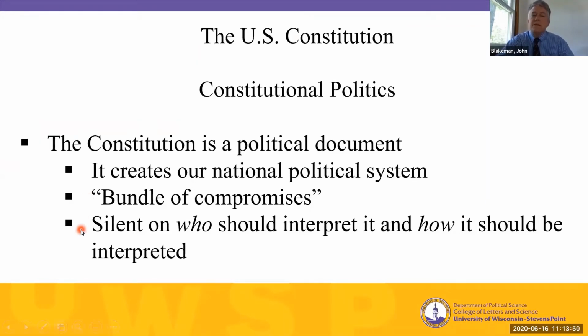Now, the Constitution itself is silent about who should interpret it and how it should be interpreted. Later on, we will come across a very famous case, Marbury versus Madison, 1803, which I bet you've heard of. That's where the Supreme Court declares that it has the power of judicial review. It has the power to interpret the Constitution and tell us what it means. And it's been that way for over 200 years. But the document itself is silent about who should interpret the Constitution and how, the method of interpretation.